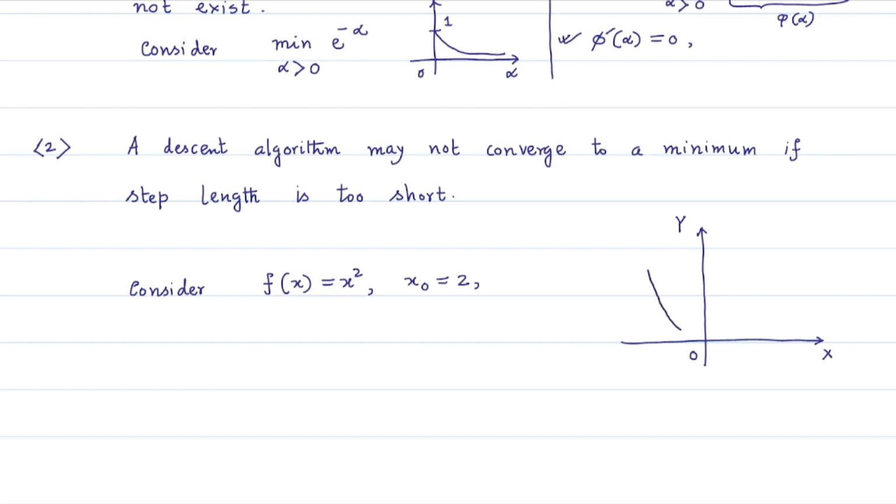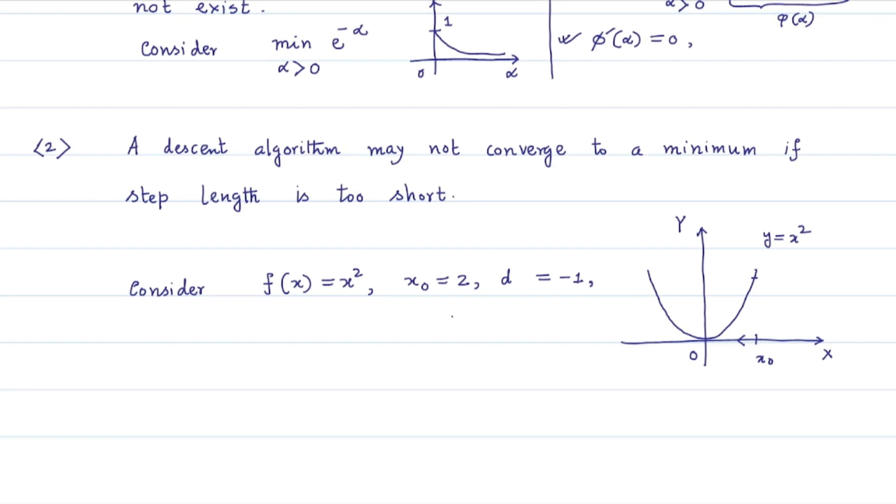Here the graph of the function is this parabola. We are starting the iteration at the point x naught equal to 2. At x naught we notice that the descent direction is along the negative x-axis. So we take d naught equal to -1.